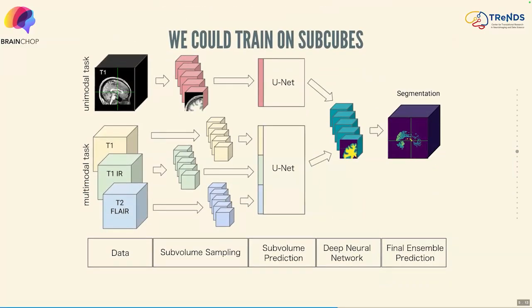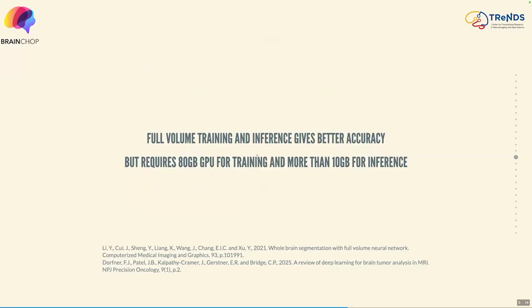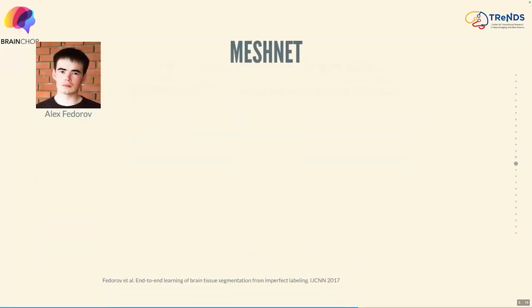This is like we used to train on subcubes years ago. In 2017, this model that we're using, we developed it. We don't do it anymore. So UNet can be multimodal, can be unimodal, etc. But full volume training is much better. For UNet, it requires 80 GB. We can train on 11 GB cards, 2080s, and simple.